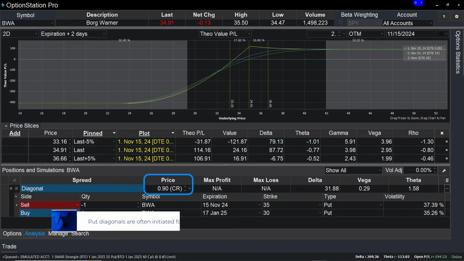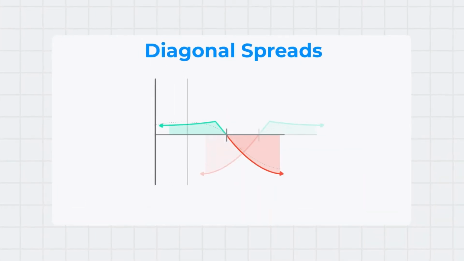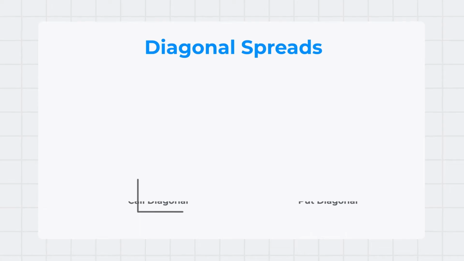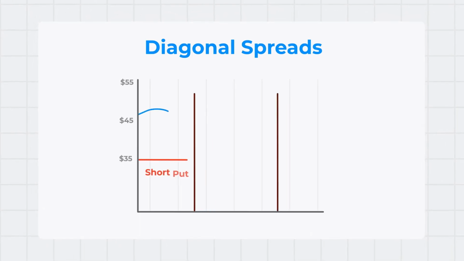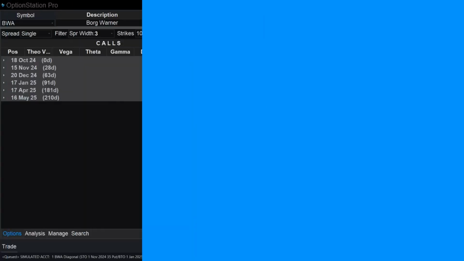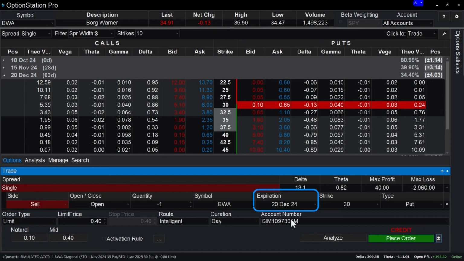While credits are the most common type, put diagonals can also be open for a debit. The risk profile looks like the call diagonals flipped horizontally. The optimal outcome for the trade would be for the short November option to expire out of the money, and the premium would become realized profit. The trader could then sell another put with a December expiration to collect an additional premium.